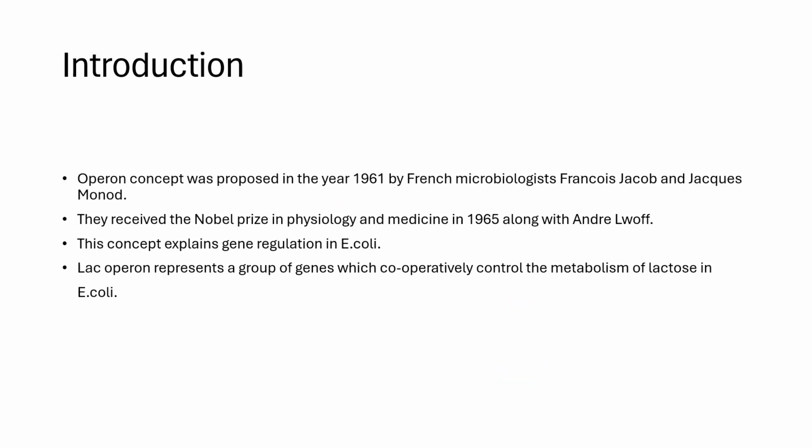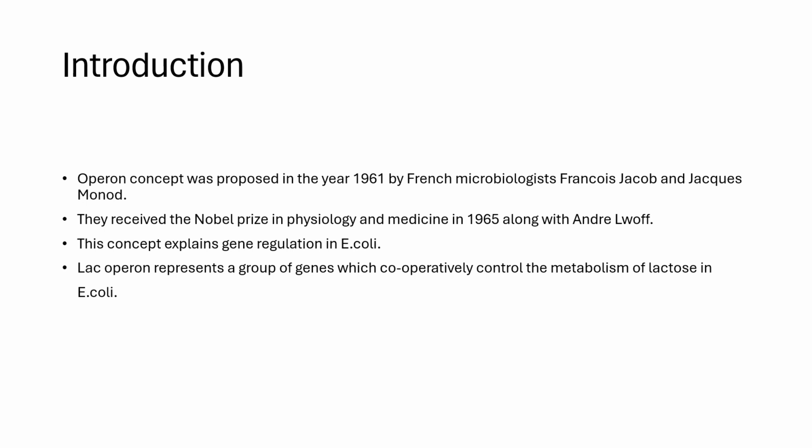In the year 1960, Jacob and Monod published a paper in the Proceedings of the French Academy of Sciences demonstrating that two genes involved in lactose metabolism were coordinately regulated. The terms operon and operator were used in that paper for the first time. Since then, many types of operon have been discovered. The first operon was the lac operon in E. coli, and for their contribution, these two scientists received the Nobel Prize in Physiology and Medicine in the year 1965.